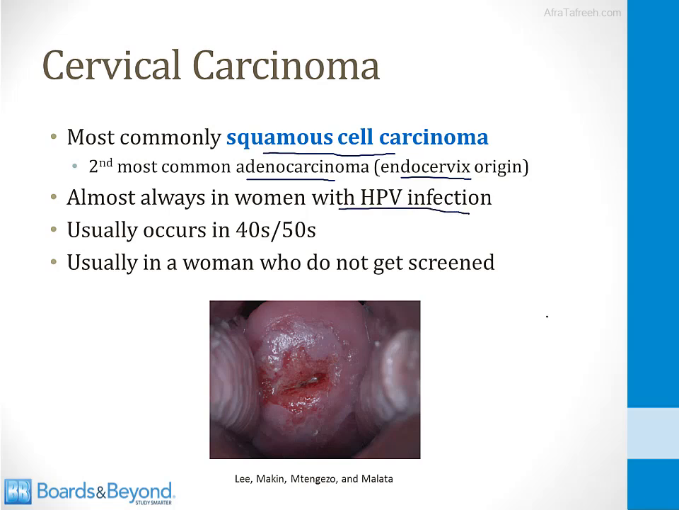You can actually see high-grade lesions and cervical cancer when you do a pelvic exam. This is a picture of what the cervix can look like in that situation. This is usually in a woman in her 40s or 50s, and it's almost always in a woman who did not get screened. If women have been having regular pap smears, they should never progress to develop cervical carcinoma.